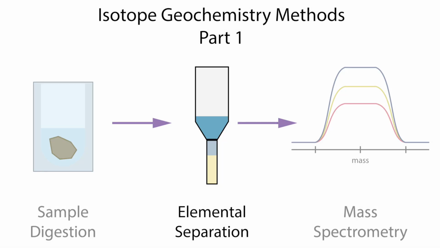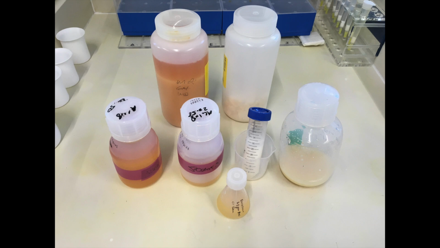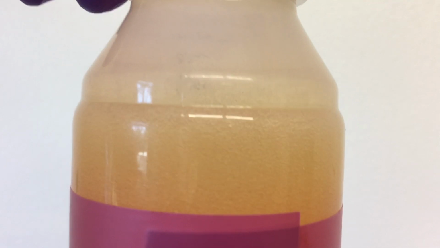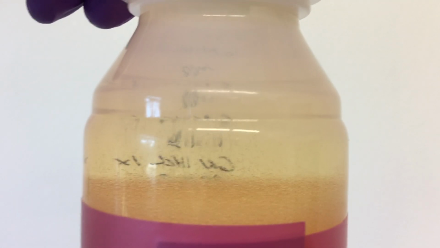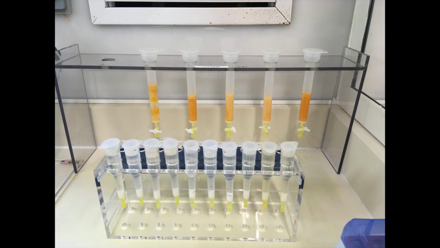Once our sample is fully dissolved, we are ready for elemental separation. To purify out our elements of interest, we typically use some form of ion exchange resin, an organic compound that bonds with different elements under different chemical conditions. The resin is housed in a column, so we often call these methods column chemistry.